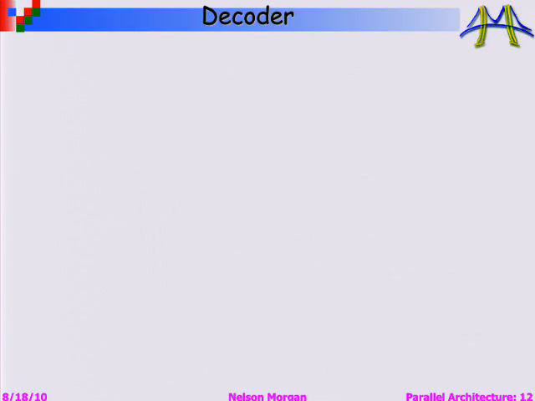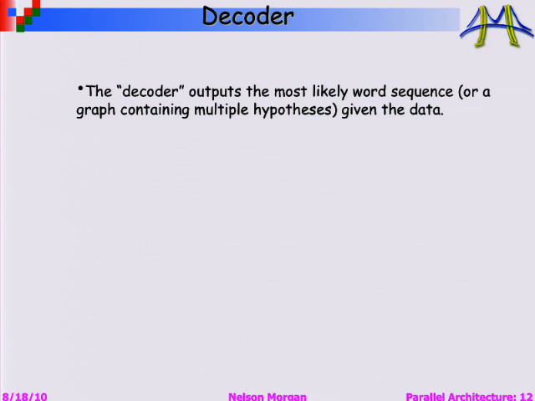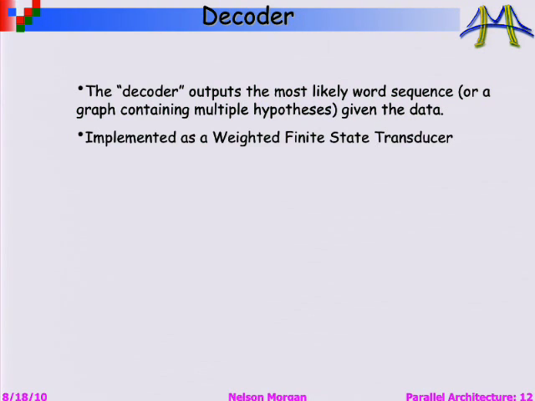Now, the decoder has less to do with improving the accuracy. There are very good methods for decoding or searching through the information that you have to find the most likely string of words. But it's tricky to parallelize. And so people in the parallel lab have paid a lot of attention to that. So this outputs the most likely word sequence or a graph of some kind that shows a range of possible word sequences given the input data. One of the current implementations being done in the Parlab is implemented as a weighted finite state transducer.